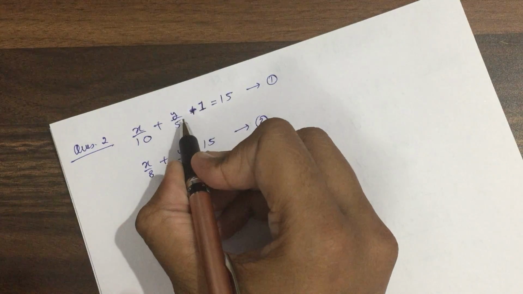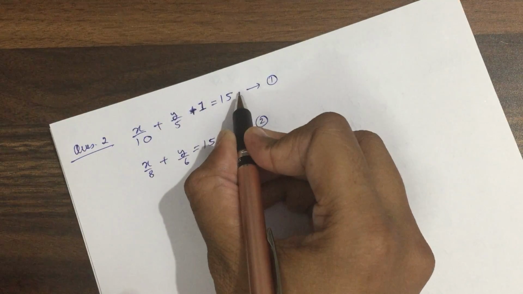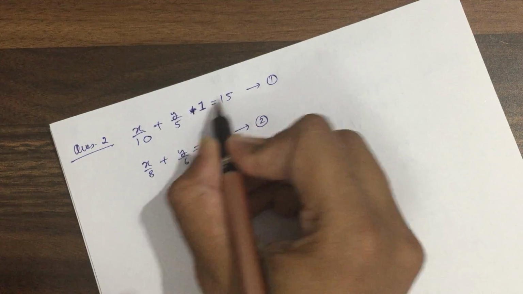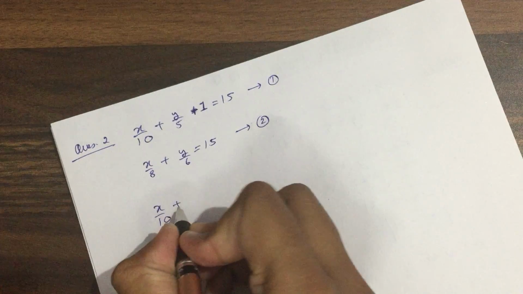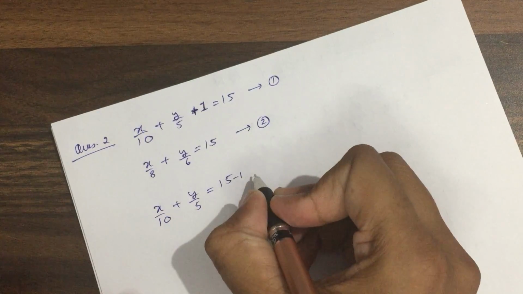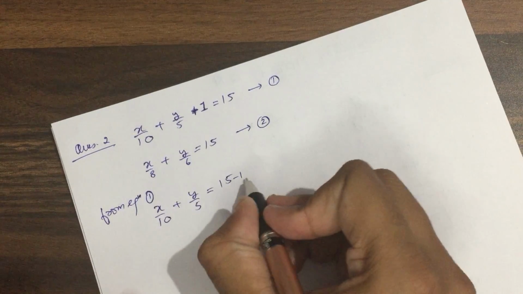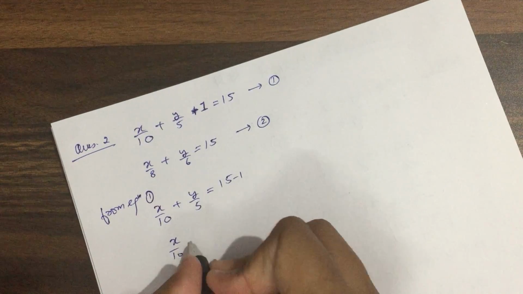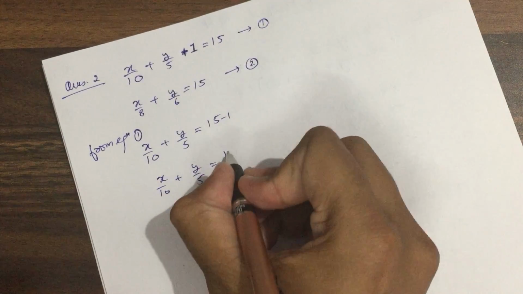Now here we have plus 1 equal to 15. So what we can do is take 1 to the RHS and we will get 15 minus 1. So x upon 10 plus y upon 5 equal to 15 minus 1. This is from equation 1, so x upon 10 plus y upon 5 equal to 14.